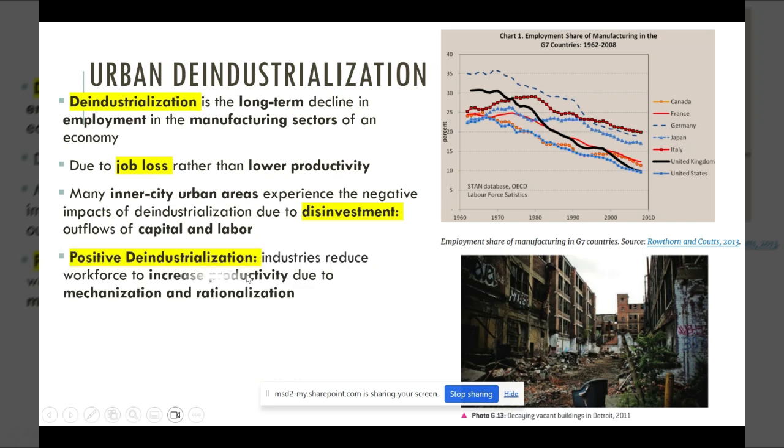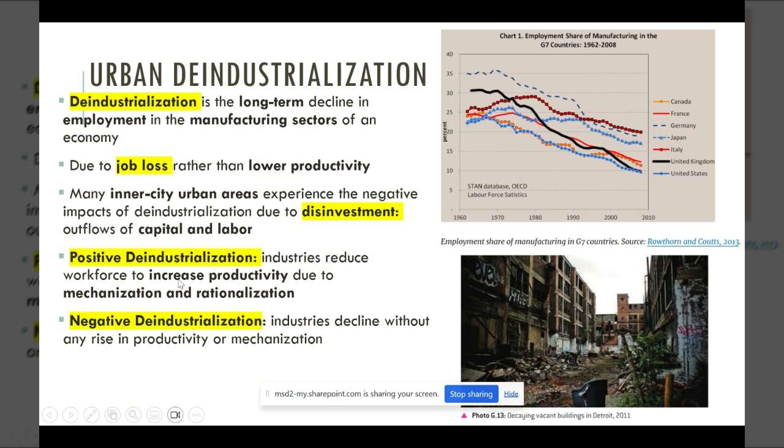There are two types. There's positive deindustrialization, which is where you reduce your workforce based on increased productivity. This is usually due to mechanization and rationalization. Rationalization just means you are using your resources more efficiently overall. You're rationing them. And then there's negative deindustrialization, which is where they decline without any rise in productivity or mechanization. This is where you see shuttered factories in Detroit and things like that.